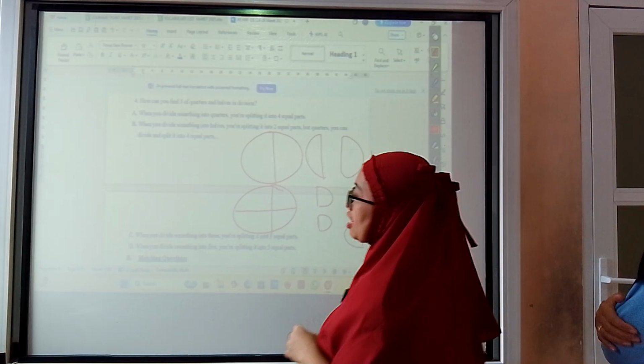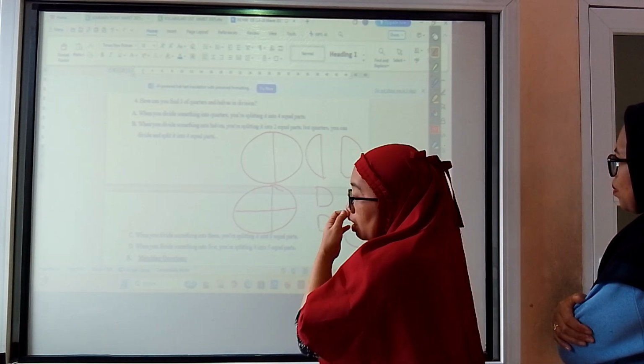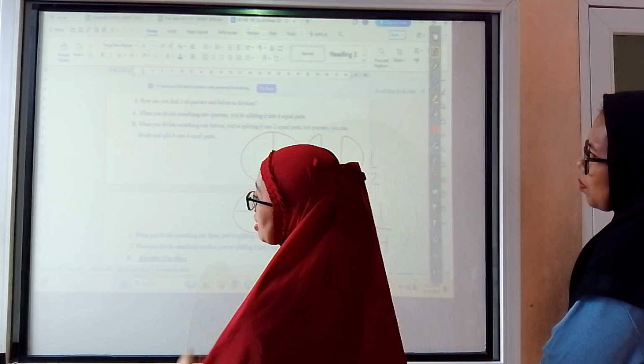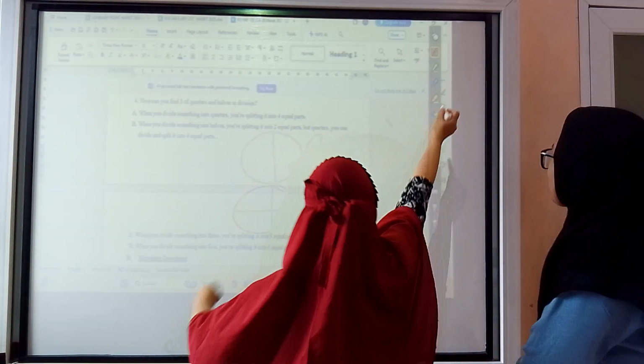Like this part. So this one split into 4 equal parts is 1/4, quarters. So the answer is B. Yes.